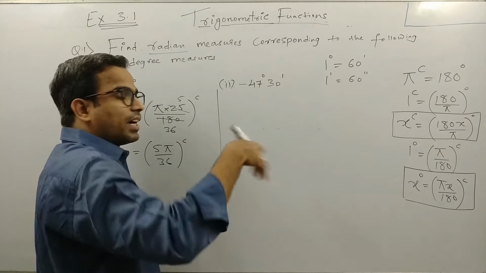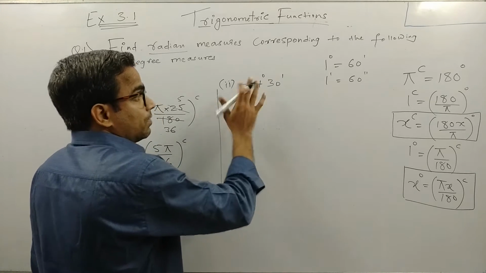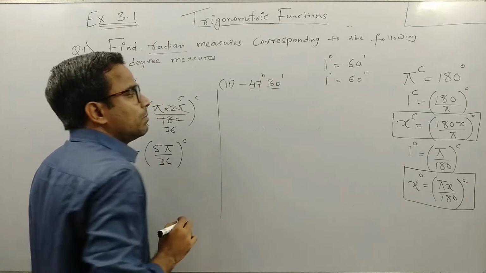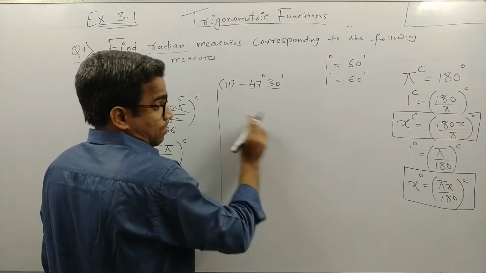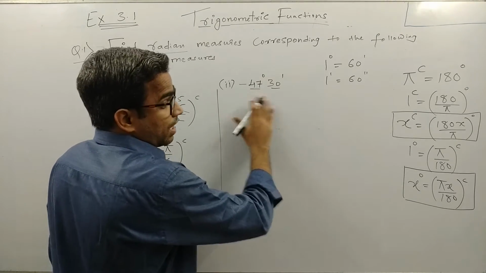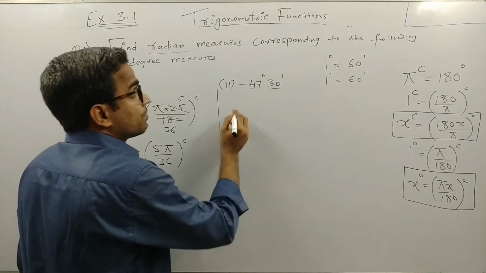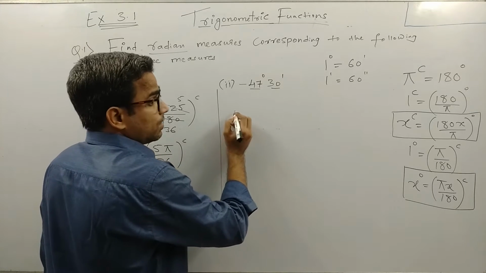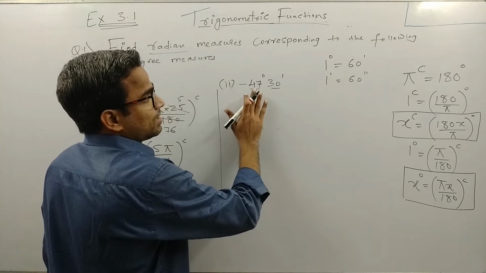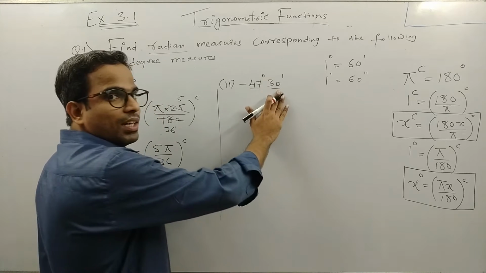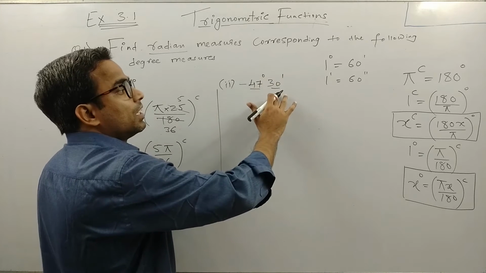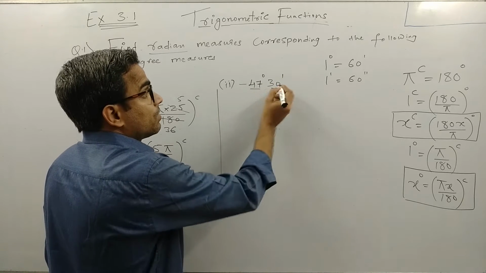Minus is basically the anti-clockwise measure, so we don't need to convert it. We need to only see the degree and the minutes. If we have been given degree and we need radian, this is the formula we have. But this is in degree and minutes, so we need to deal with them separately, or we can convert this minute into degree.